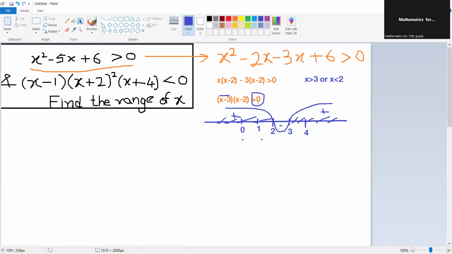And since this is greater than 0, we want to select the solution only from the region which is above the x-axis. So it's greater than 3 or it's less than 2. This is the solution for the first one.